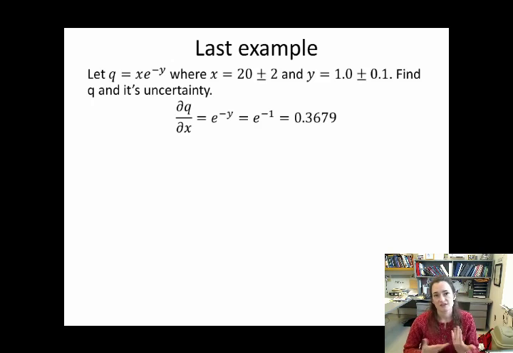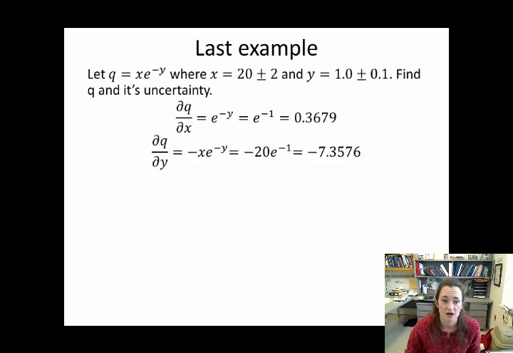So first we have to evaluate these partial derivatives of Q with respect to x and with respect to y. For the partial derivative of Q with respect to x, we would hold e to the minus y as a constant. So the derivative of x is 1. So here, the partial of Q with respect to x is e to the minus y, and then we need to evaluate that at the measured values. So e to the minus 1 is about 0.3679. See here, I'm keeping lots of digits. I'm not going to round till the end.